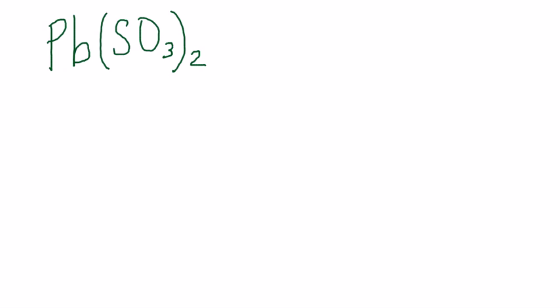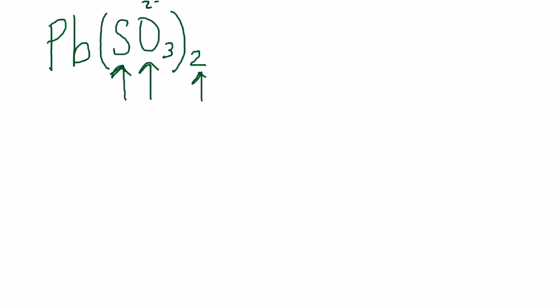When I look at this compound, I see it's ionic. It's made of a metal and several nonmetals. So when I name this compound, because it's made of multiple nonmetals, I look up on the back of my periodic table and I find SO3. SO3 carries a charge of 2-. How many SO3s are in this compound? Well, there's 2 of them.